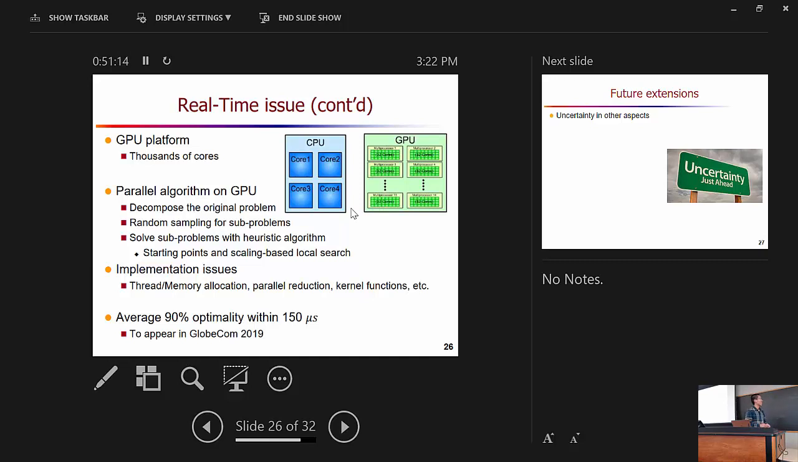Yeah, but I'll say that this is why we want to do real-time computation, because we have channel gain channel requests.